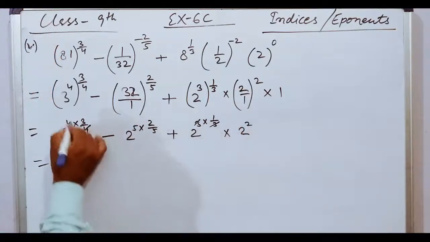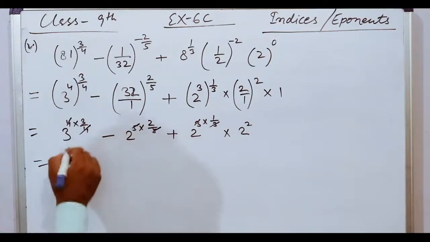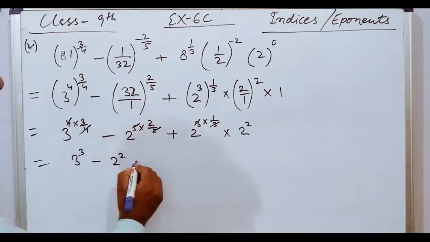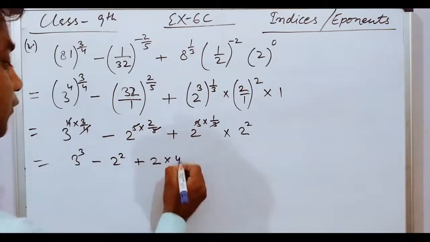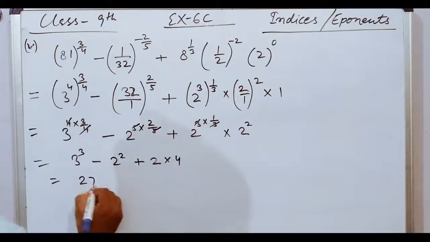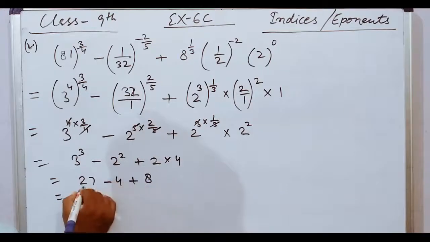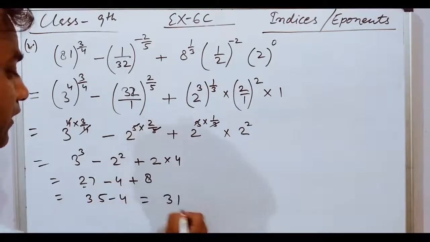Now 4 and 4 cancel, 5 and 5 cancel, then it is 3 to the power 3 minus 2 to the power 2 plus 2 into 2 to the power 2, 4. It is 27 minus 4 plus 8. 27 plus 8 is 35, minus 4 equals 31. This is the answer.